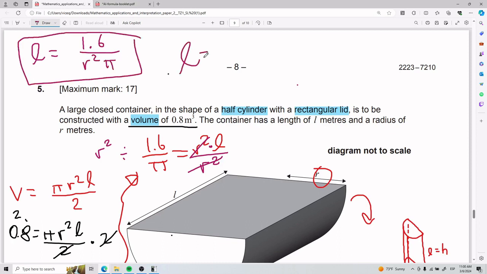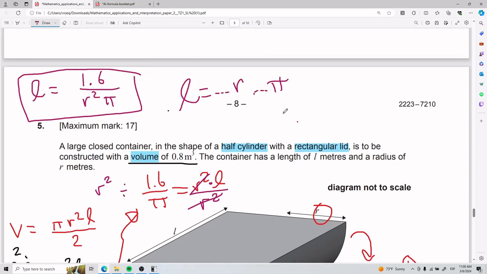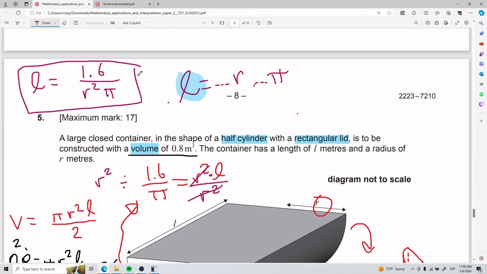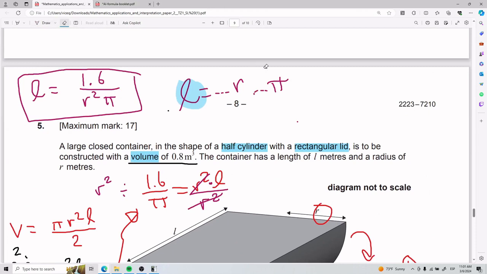Here I have L equals something, something r, something pi. I don't care how it ends up. I just care that L is alone. See? Cool. So that, you guys, is quite literally part A. Not that hard, right? Just gotta go slow and understand what the formula booklet has, what it offers, etc. So this is going to be for part A.